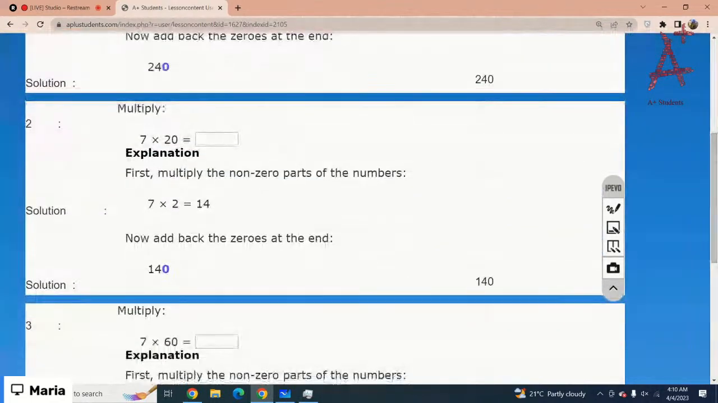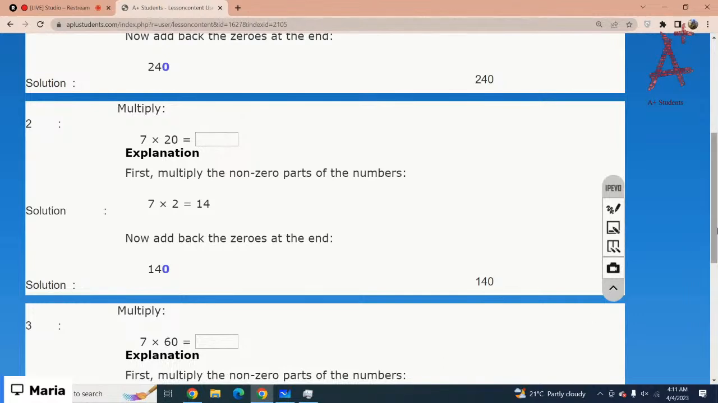Okay. The next one is 7 times 20. So just multiply the non-zero values. The non-zeros are 7 and 2. 7 times 2 makes 14, and then you have to add the 0. That means 7 times 20 makes 140. Got it?